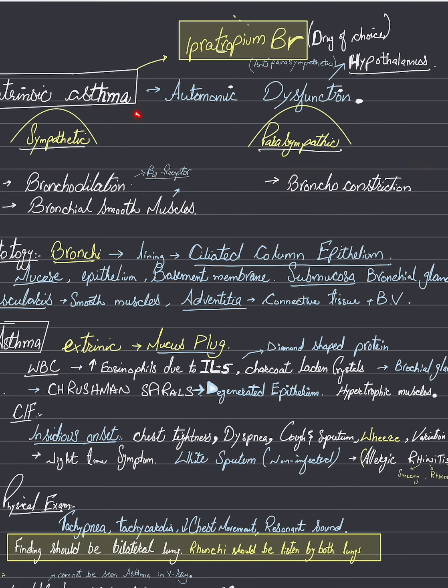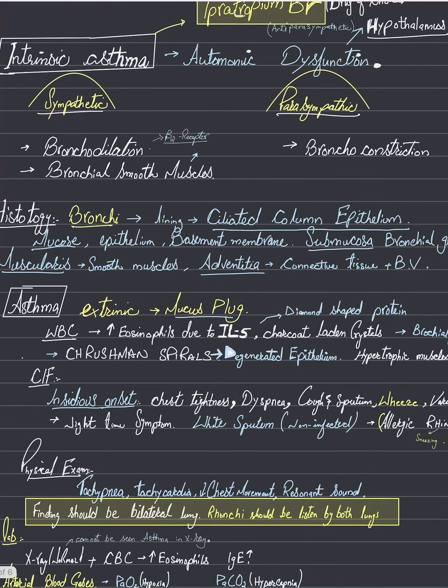It is autonomic dysfunction due to the hypothalamus, and we can control this by using a drug called ipratropium bromide. It is the drug of choice for shifting the effect from bronchoconstriction to bronchodilation. So let's start with the general histology of the bronchi.